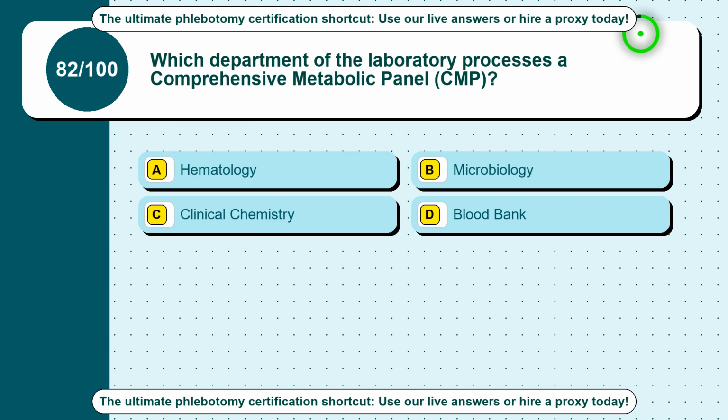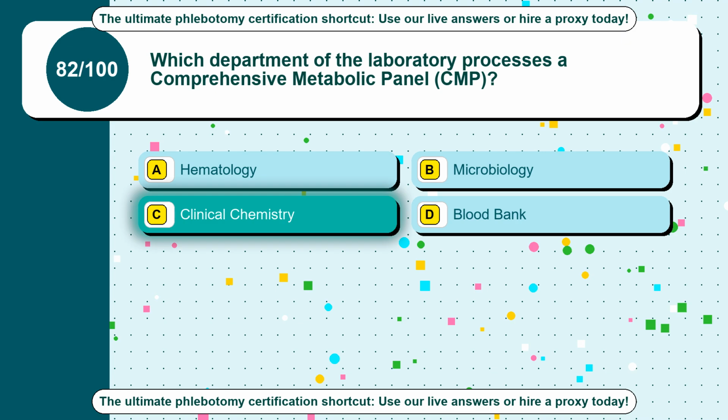Question 82. Which department of the laboratory processes a comprehensive metabolic panel, CMP? Option A, hematology. Option B, microbiology. Option C, clinical chemistry. Option D, blood bank. The correct answer is option C, clinical chemistry.